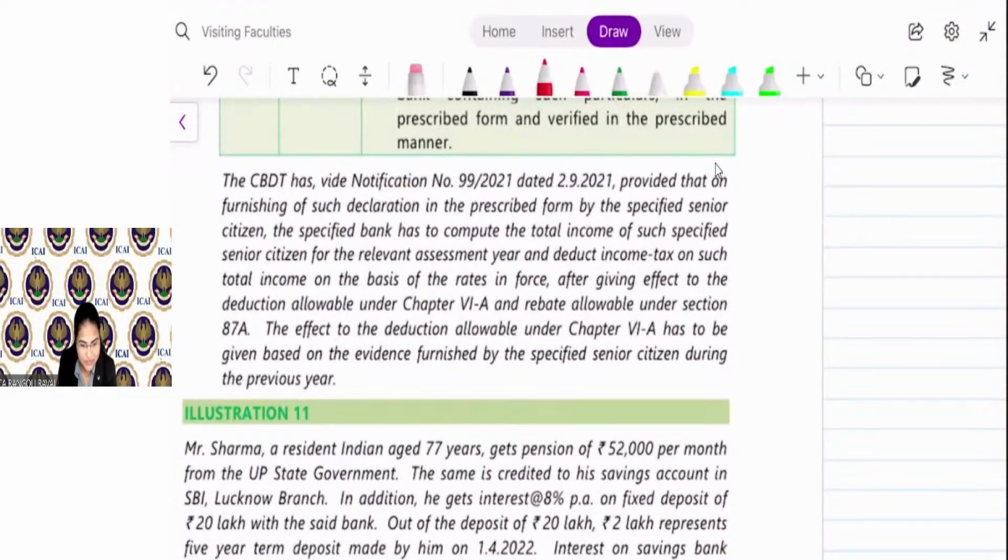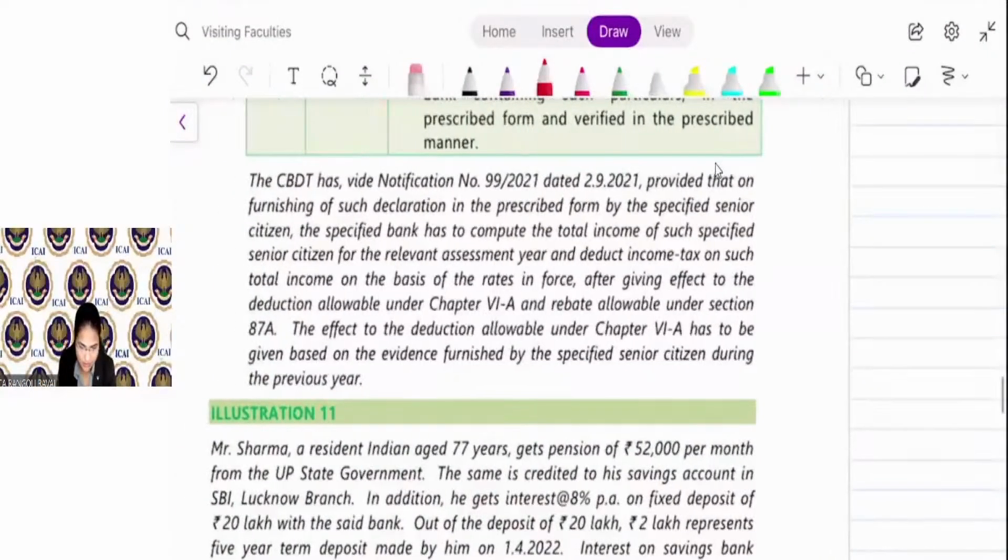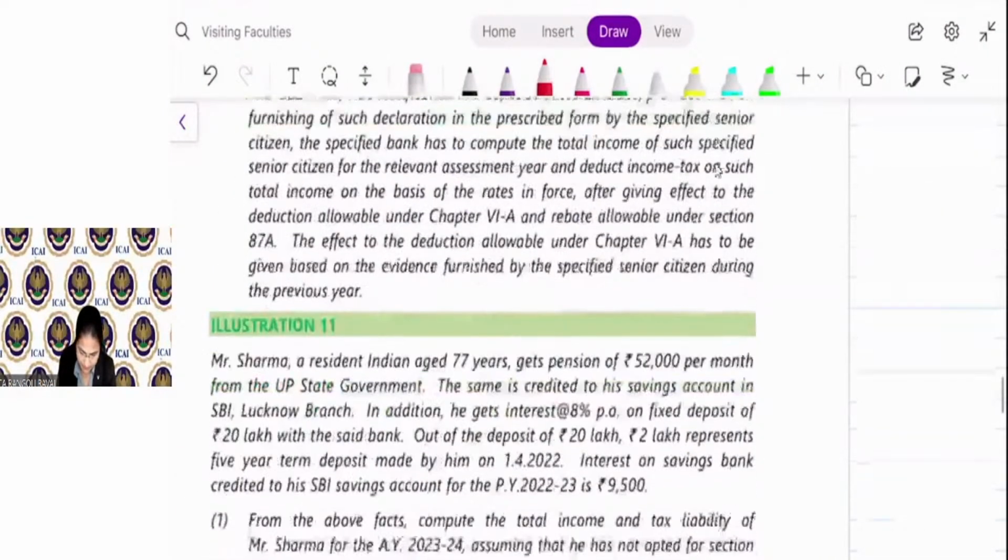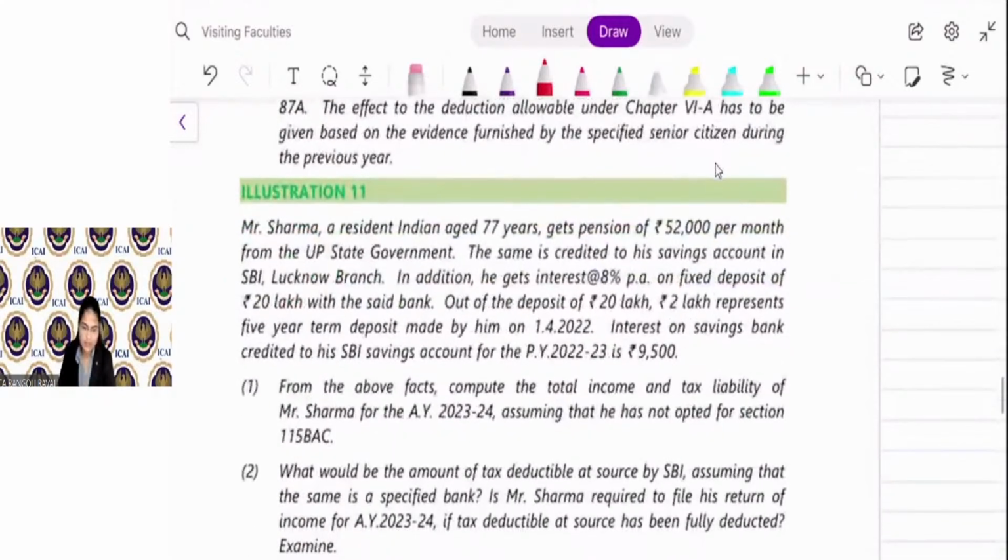Mohammed, the deduction of 50,000 is available for senior citizen under Section 80TTB. Let us discuss illustration 11. You will get a better understanding of the section. Mr. Sharma, a resident Indian, aged 77 years, gets pension of 52,000 per month from UP state government.